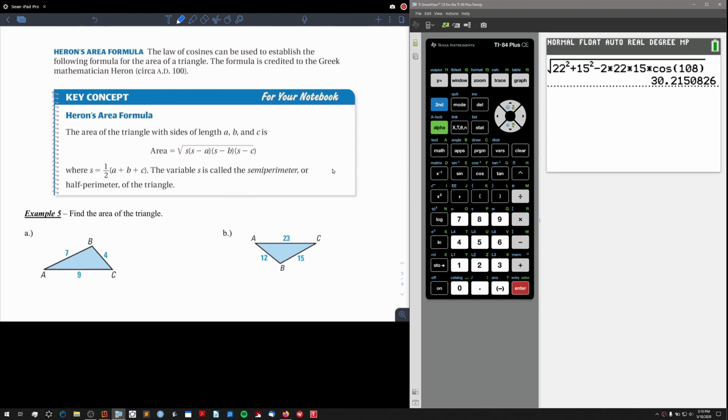I know you're very sad about that, but it says here Heron, in 100 AD, is credited with doing this formula.